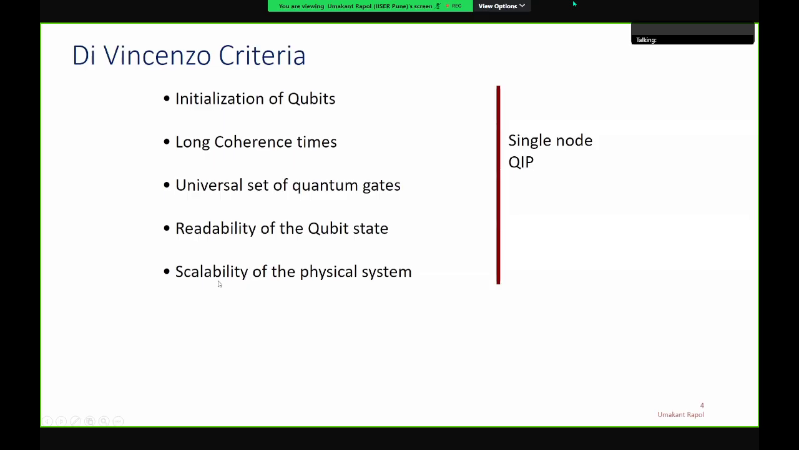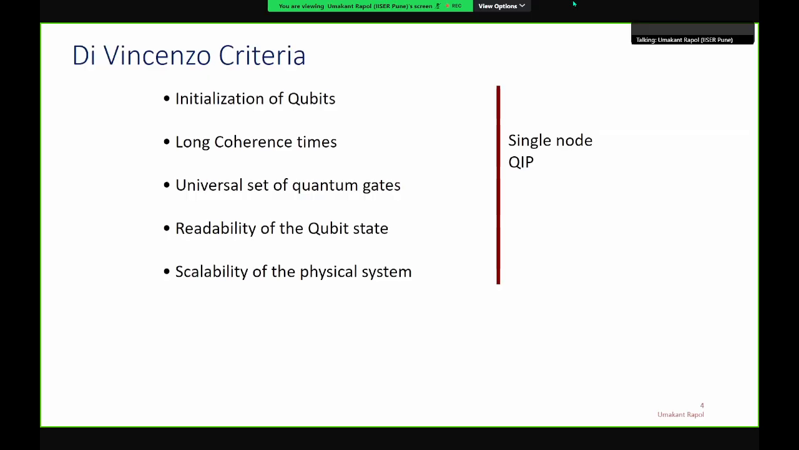Then you should be able to scale up the system to increase the number of qubits, because for any practical problem, the number of qubits that are required are pretty large, and depending on the problem type, this can be very large or a reasonable number. So these are all for what one calls single node quantum information processing. That is, it's all for a single processor.